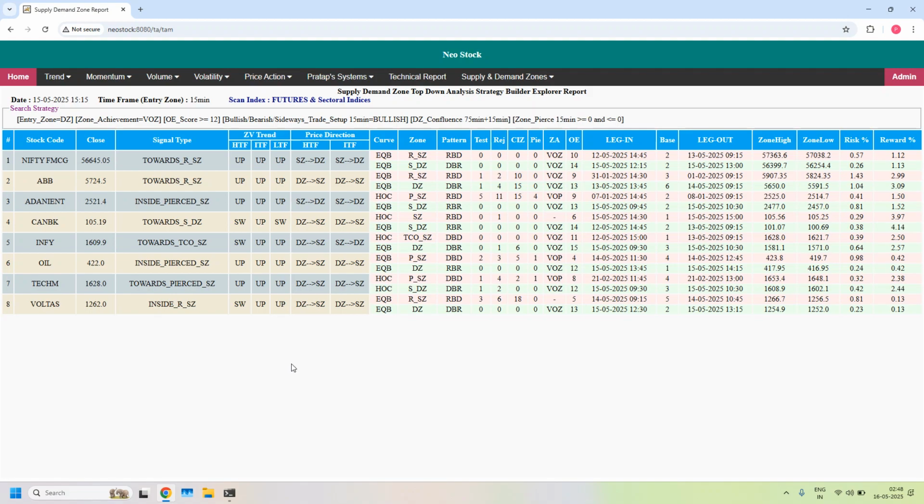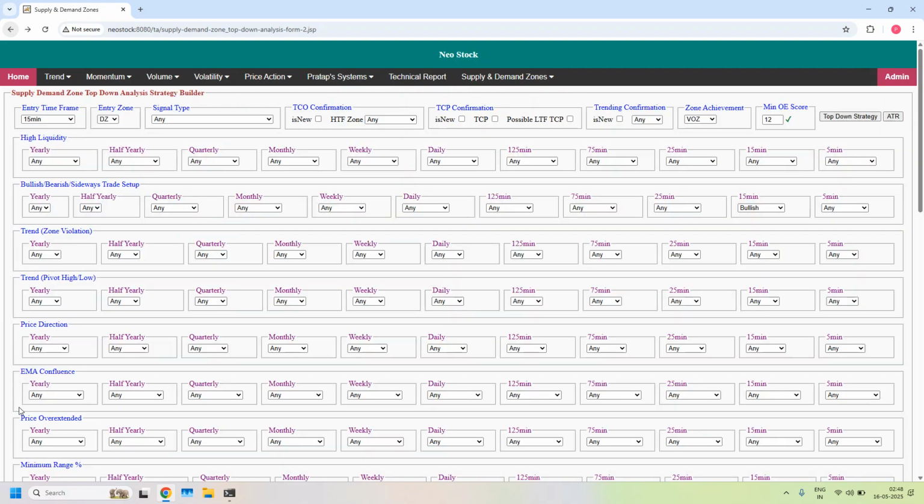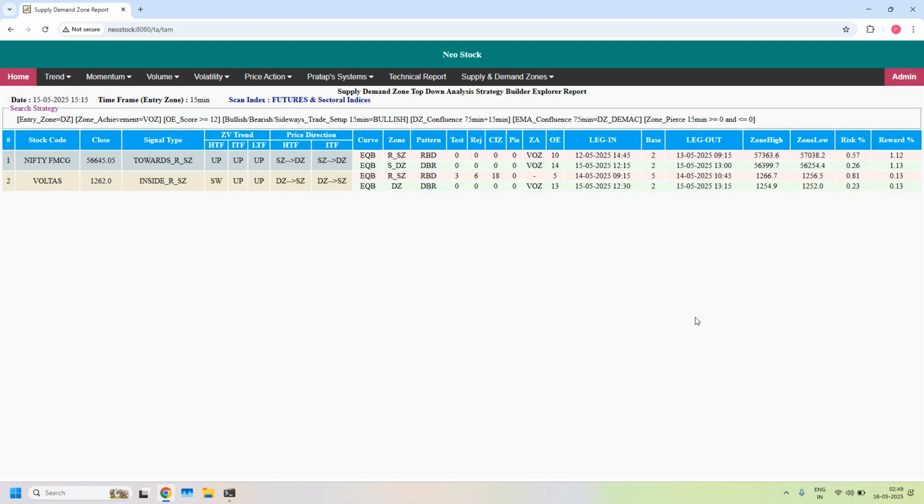Let's further filter this list based on EMA confluence. 75 minutes demand zone with daily EMA confluence. So we got 2 stocks. So these 2 demand zones might be having more high probability to get success. Next we will look into LTF, ITF, HTF demand zone confluence supported stocks.